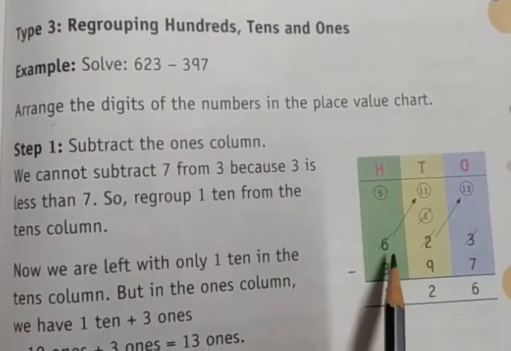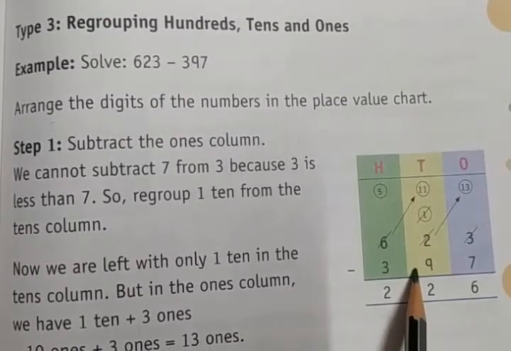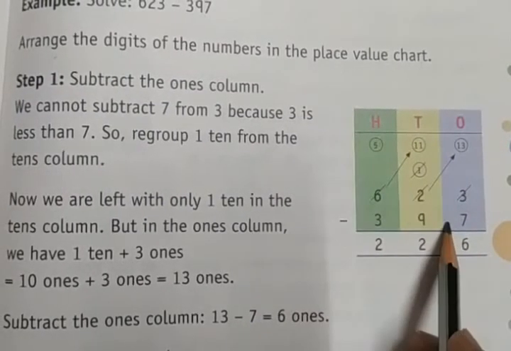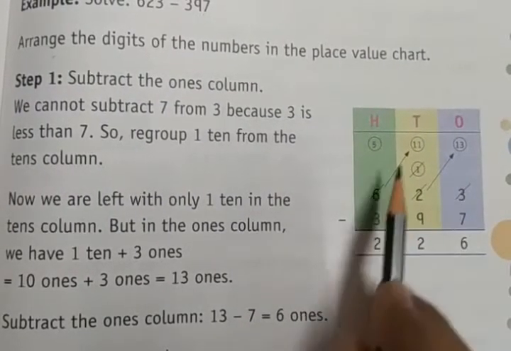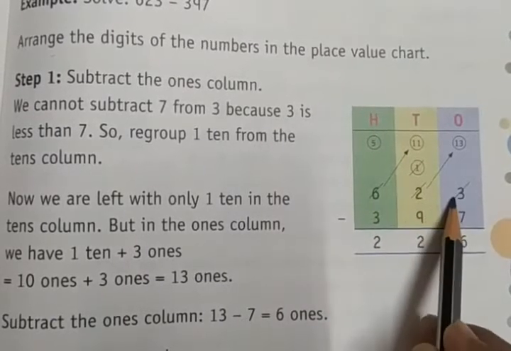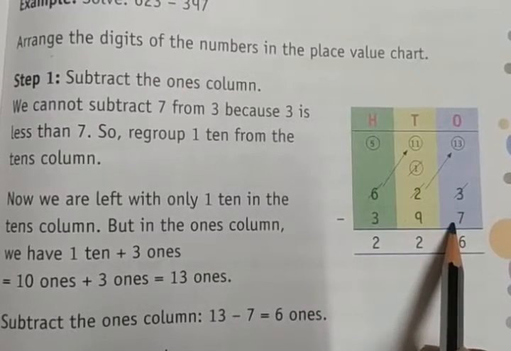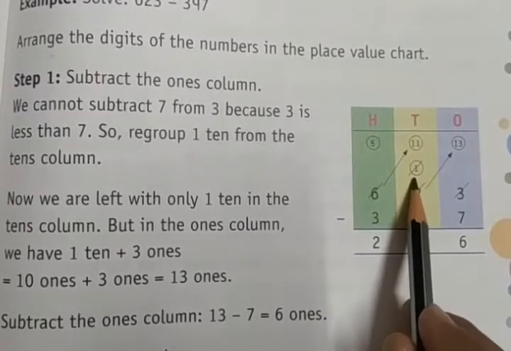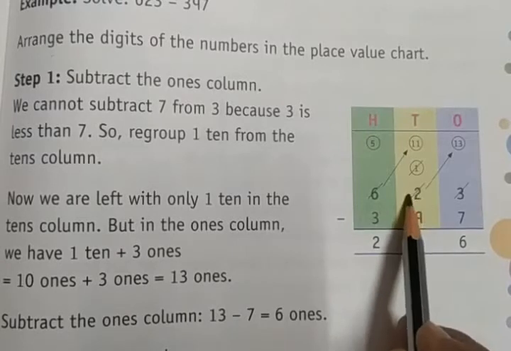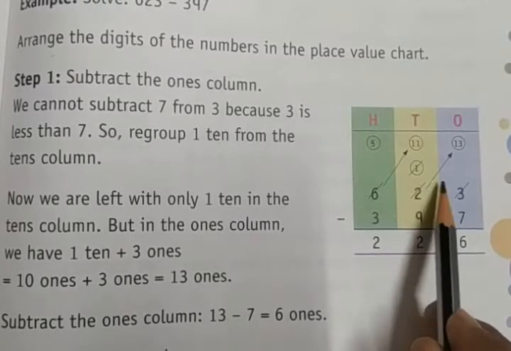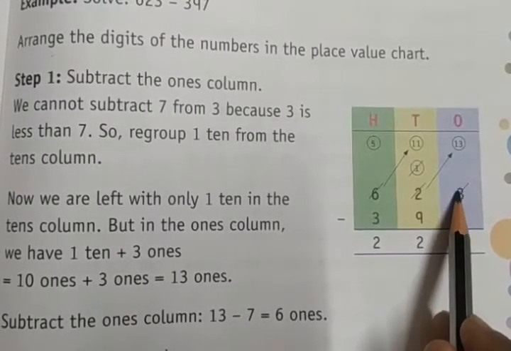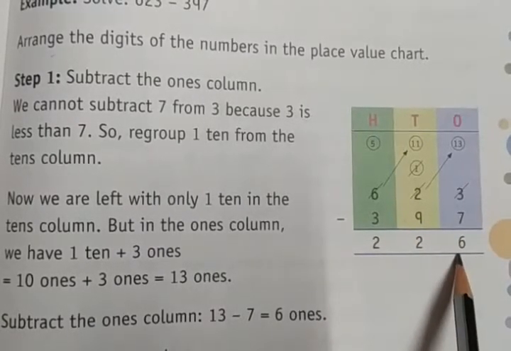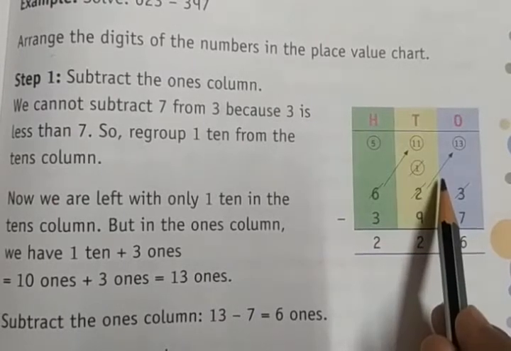So first, 623 minus 397. This example I will explain and solve here only. Here it is 3 and 7; we can't do that. First, we take a borrow: out of 2 it becomes 1. The 1 that comes here becomes 10, and 10 plus 3 is 13. 13 minus 7 is 6. This part is over. Okay.